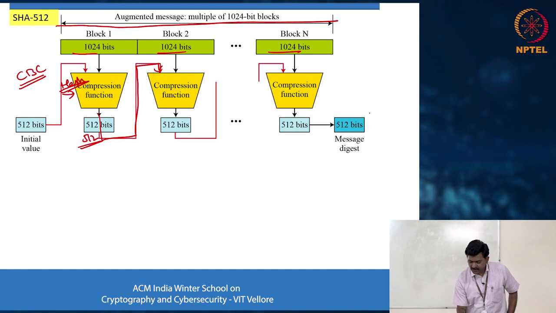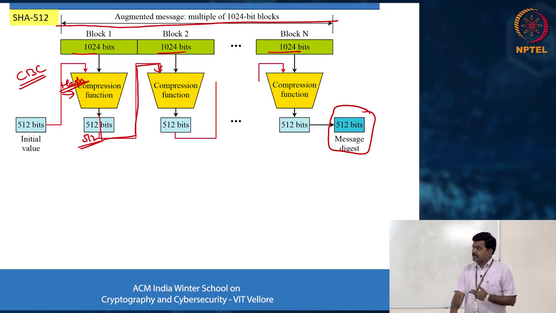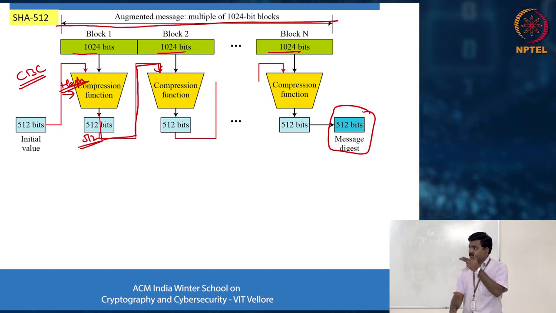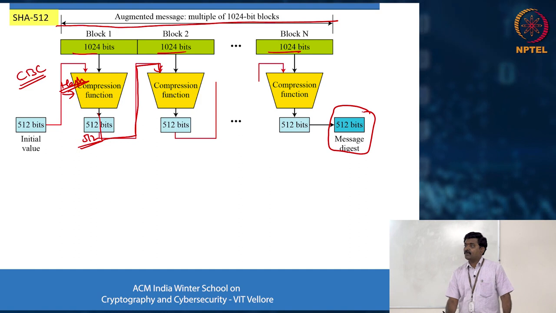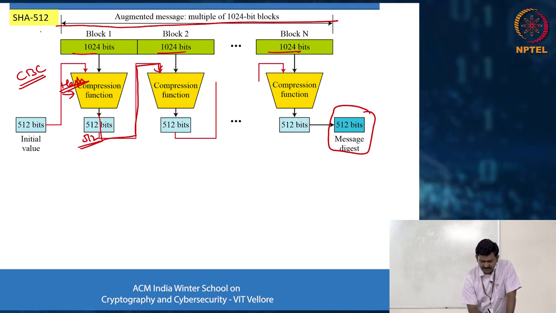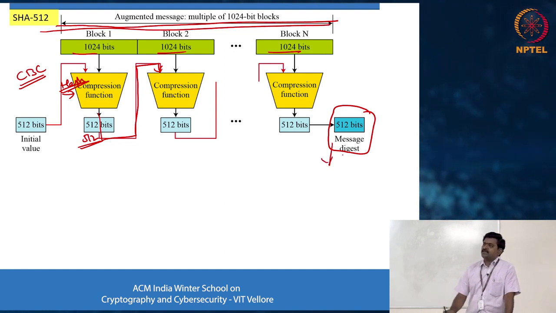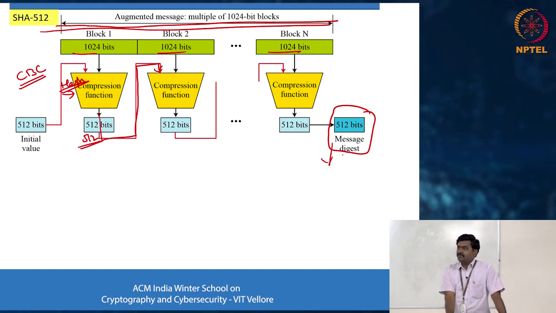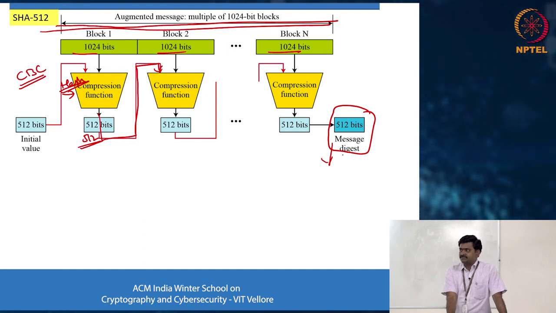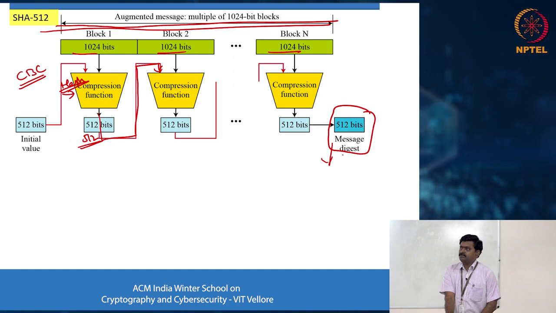After processing the final block, whatever 512 bits you get is the overall digest for the entire message. Imagine this is my entire message. The final 512 bits I get is the digest of my overall message, right? So this is how it proceeds. Are you able to follow?